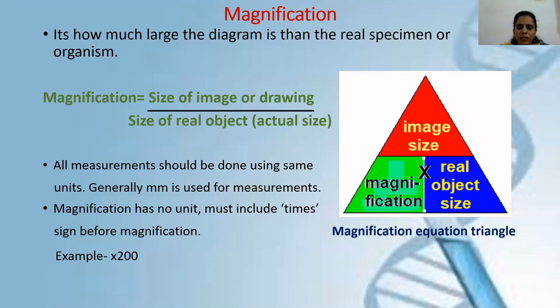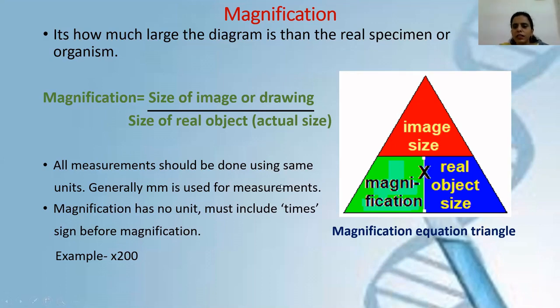So all measurements for calculating magnification should be done using the same units. Generally millimeter is used for measurement, and magnification actually does not have any unit, right? So whenever we write magnification, we must include the times sign before it. For example, this small x, the small multiplication sign, refers to magnification. So x200 means the magnification of this particular picture is 200 times the original picture. That means this drawing or diagram is enlarged by 200 times compared to the original picture.